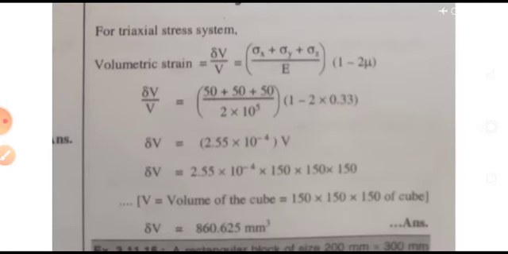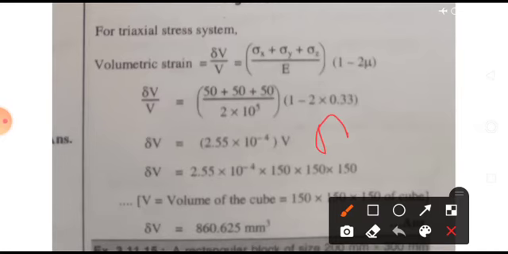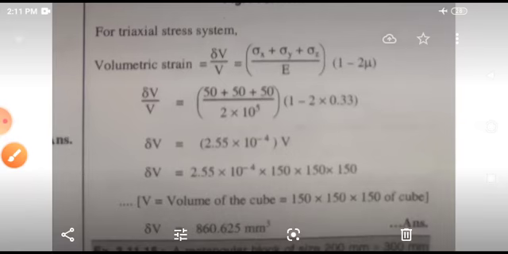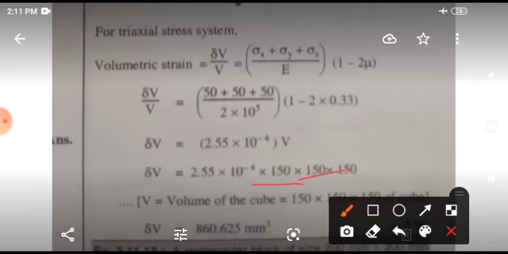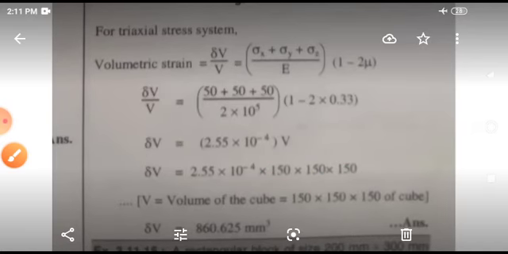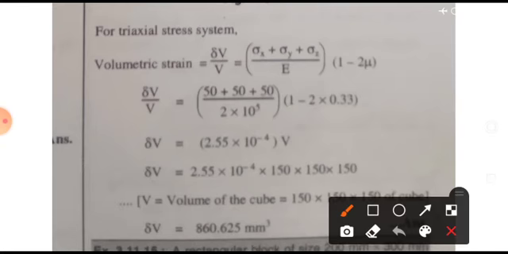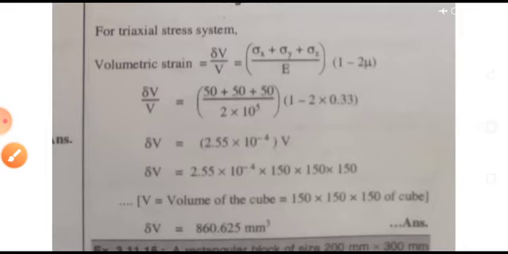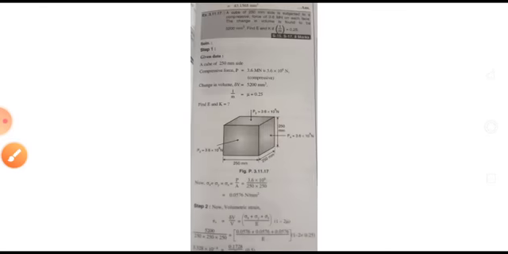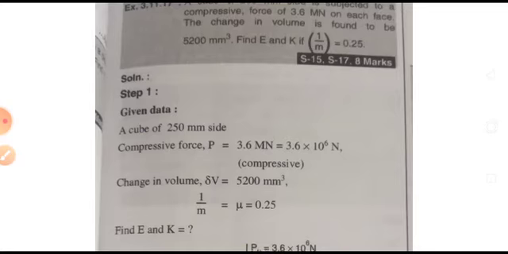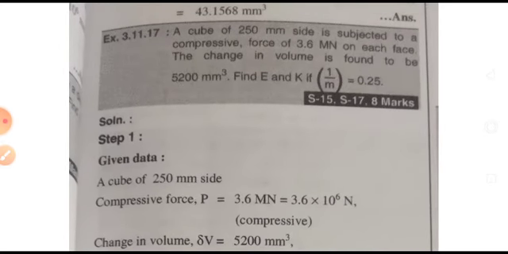Volume is what? As this is a cube, the volume of a cube is length cubed, meter cube. So it is length into length into length. This will be the formula for that cube. Doing all this calculation, you will get the change in volume, dV, which is equal to 860.625. You can convert it into millimeter cube also.